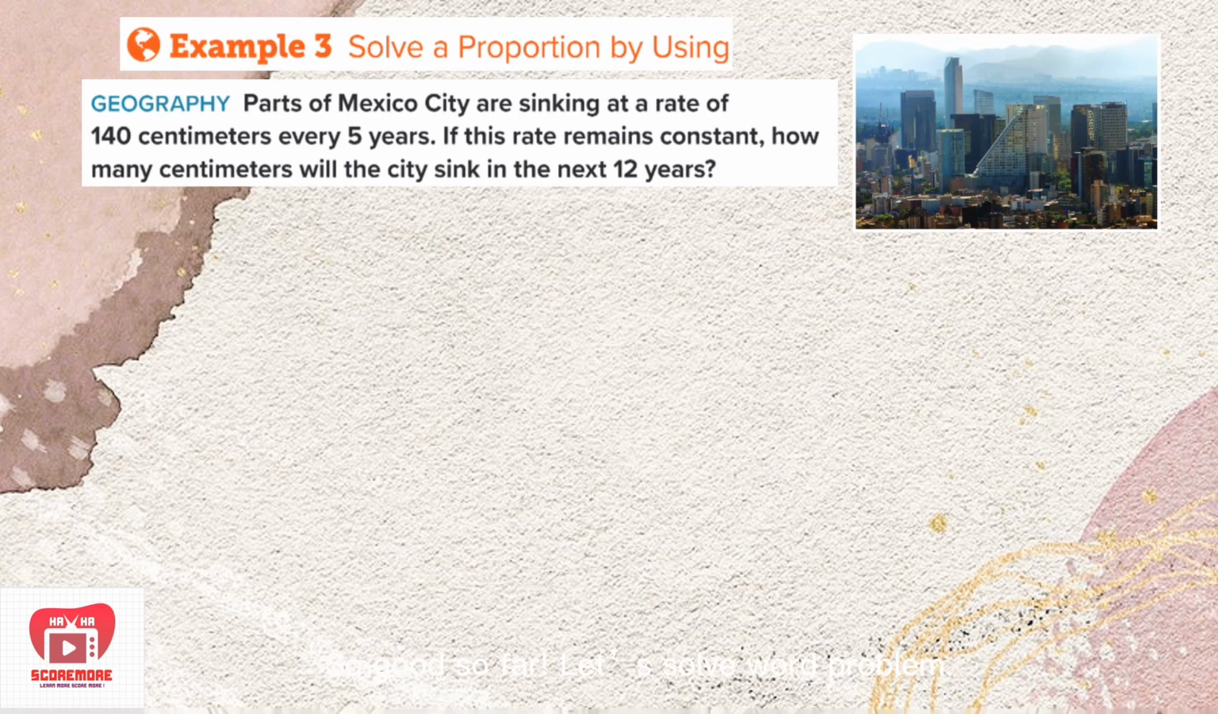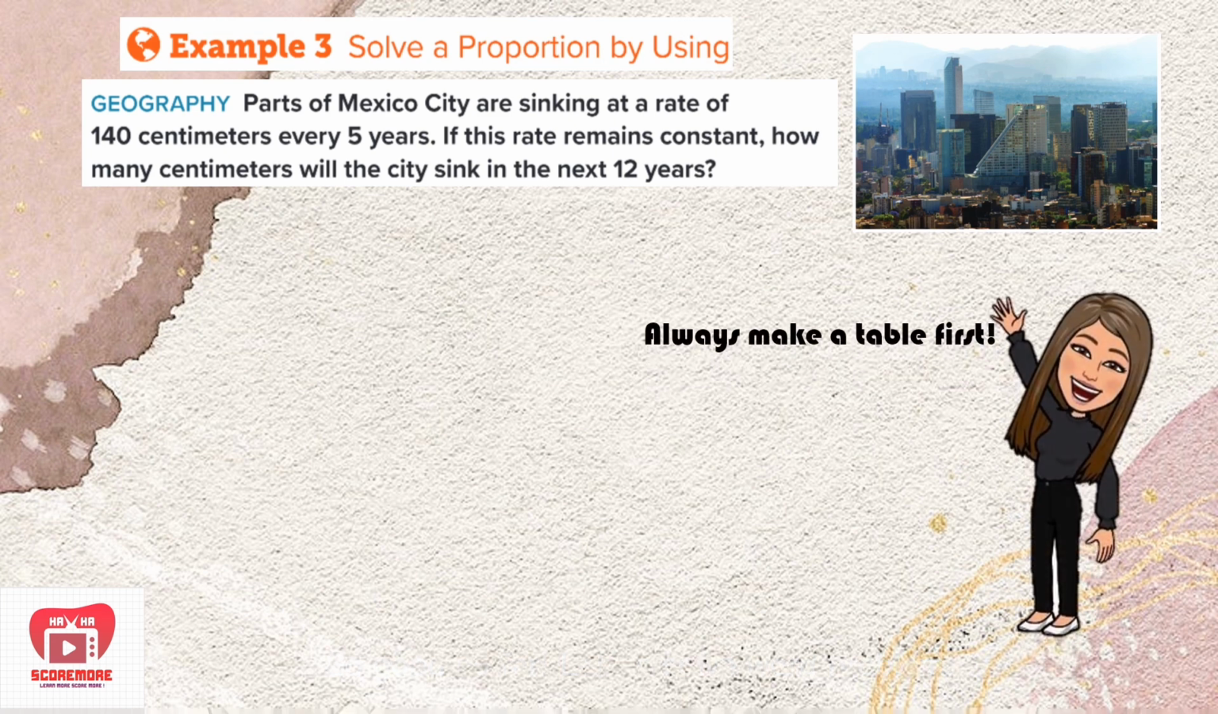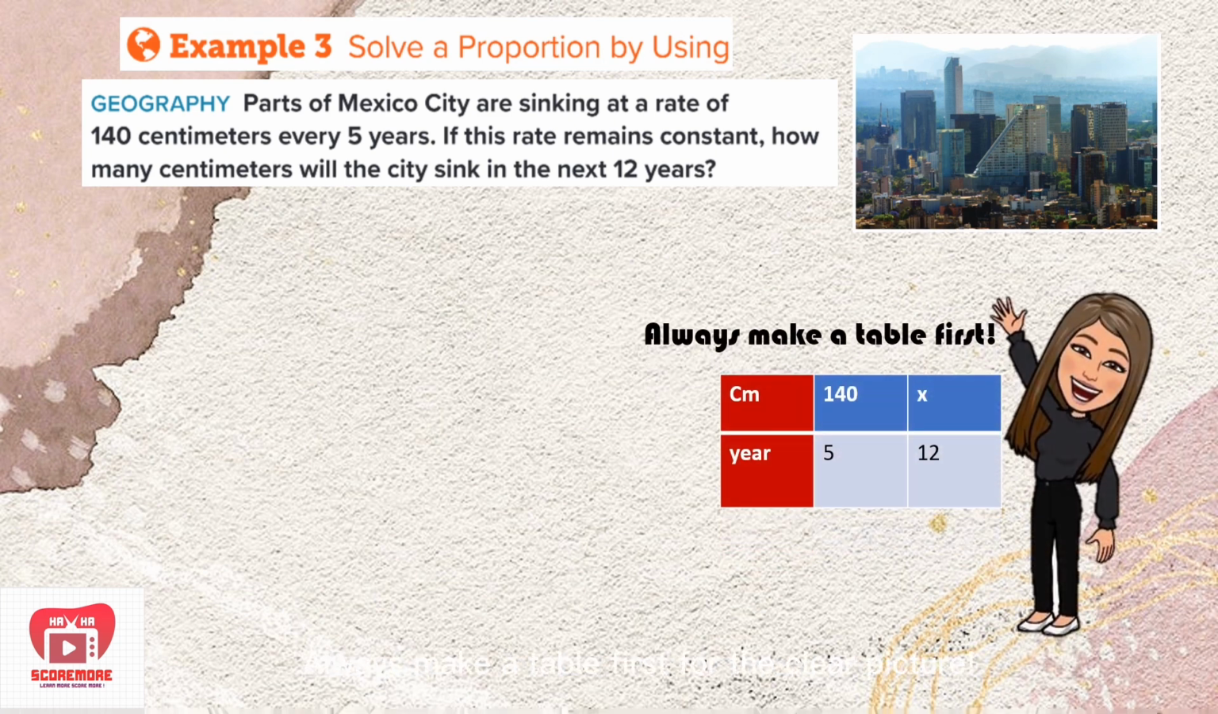So good so far. Let's solve a word problem. Always make a table first for a clear picture.